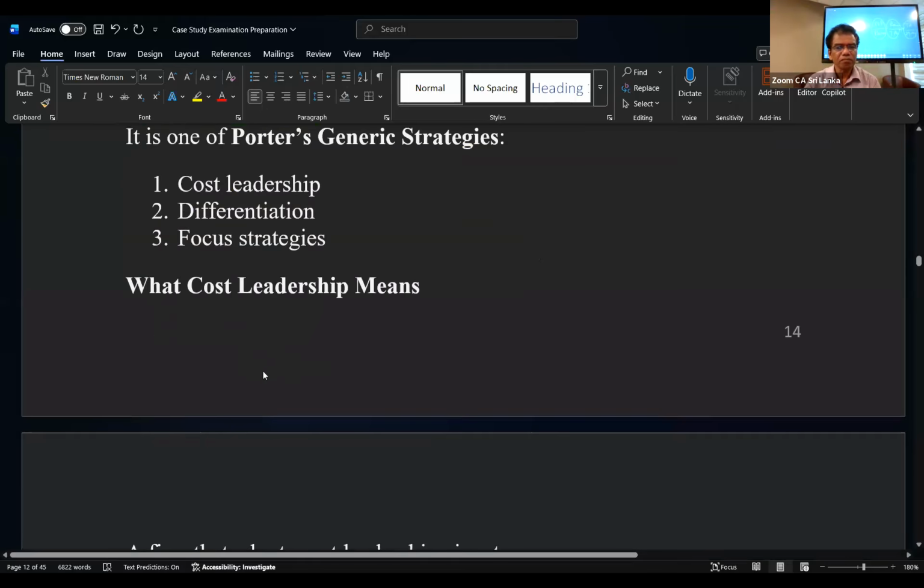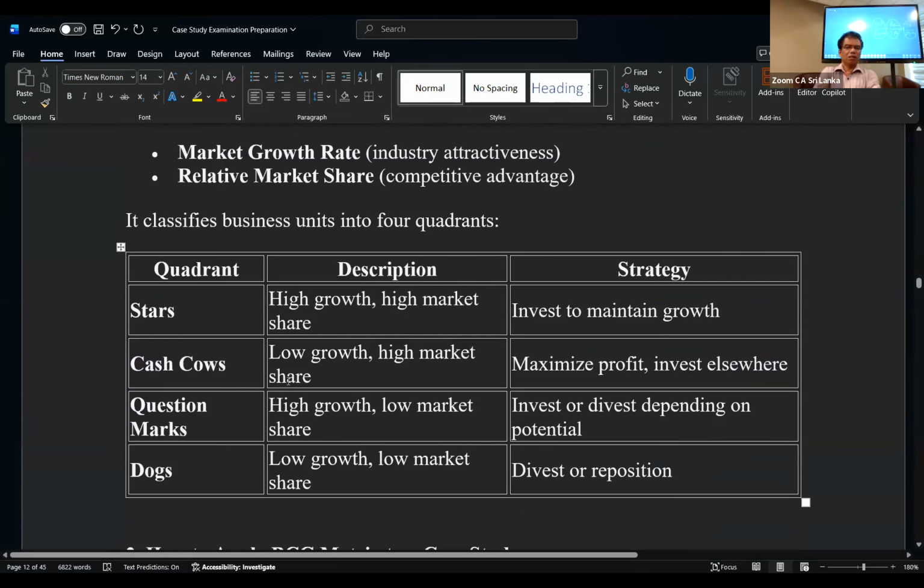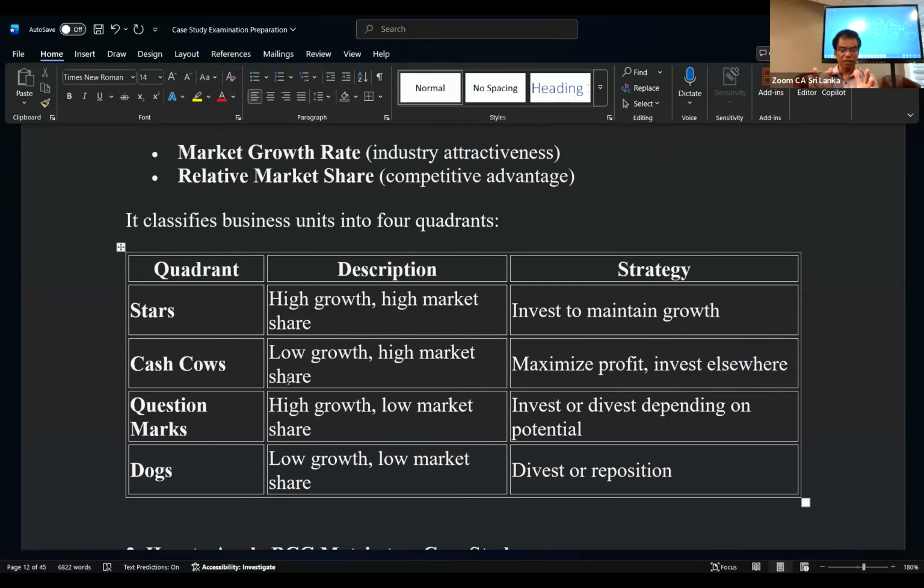BCG matrix quadrant. You can see the star, cash cow, question marks, dogs: high growth, high market share. Don't memorize these things by heart. Stars mean high growth and high market share. So you have a high market share and a high growth rate, then you are a star, right? At that time you may have liquidity problems, various things, so many cash requirements are there, right? Strategy: invest to maintain growth. You have to put cash in to grow, right?